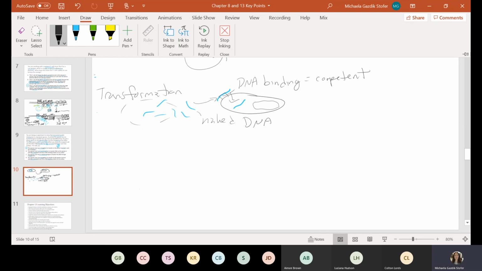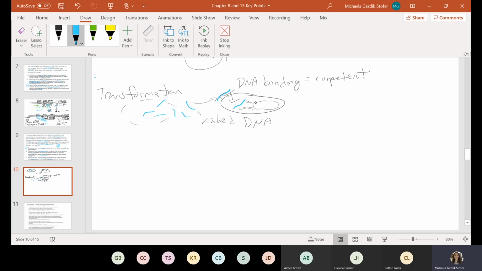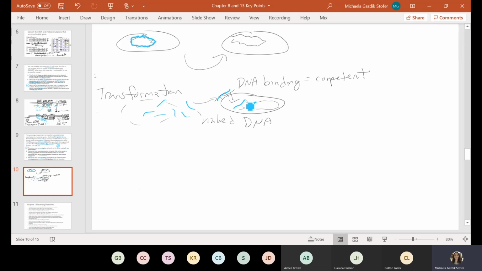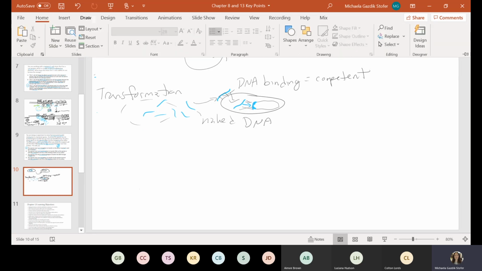Keep in mind, though, that because this is linear, now that it's in the cell, if we want it to actually stay, it's going to have to do recombination, which means it's going to have to become part of the chromosome itself. And so recombination just means that this piece of DNA swaps in to the chromosome itself. Okay, so that's transformation. And Jason, I see your question in the chat asking about what competent cells are again.